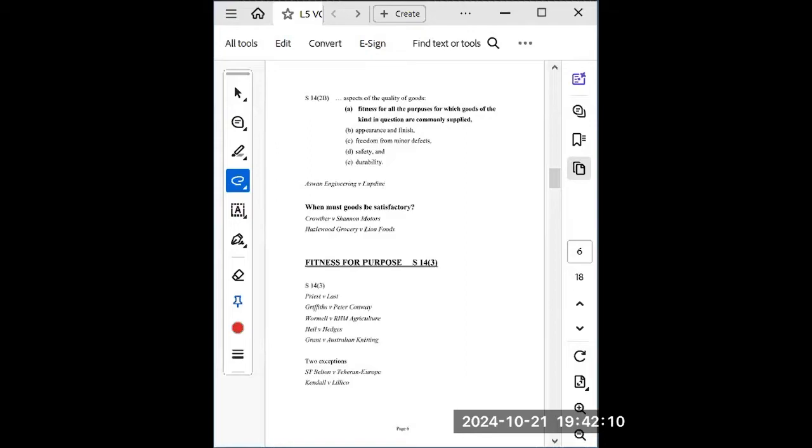Now, with the 6-inch heels, there's no breach of 14.2, because it's probably of satisfactory quality. It's just a breach of 14.3. The seller must give me goods fit for my particular purpose because I've expressly told him why I wanted the pair of shoes. So no breach of 14.2, yes breach of 14.3.